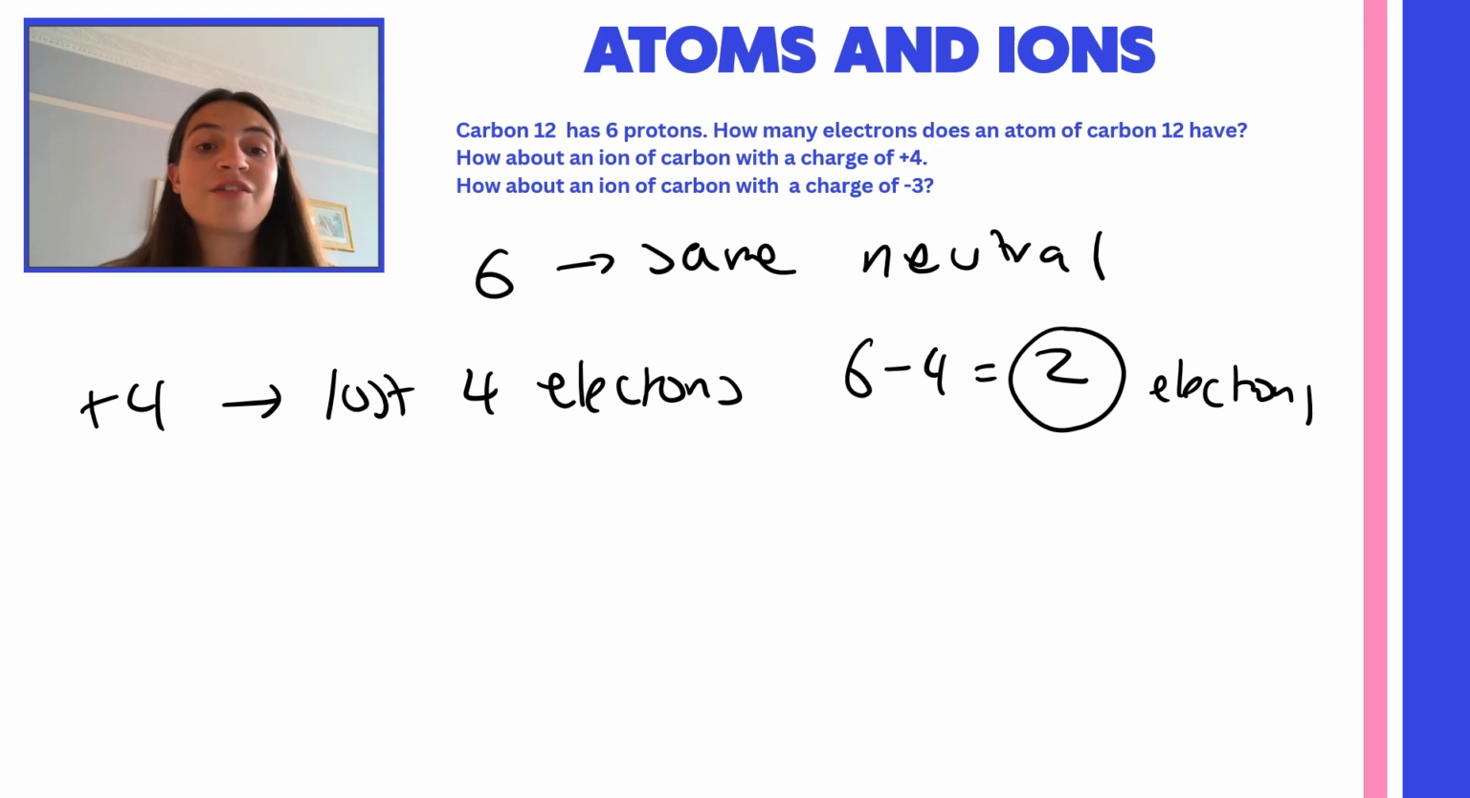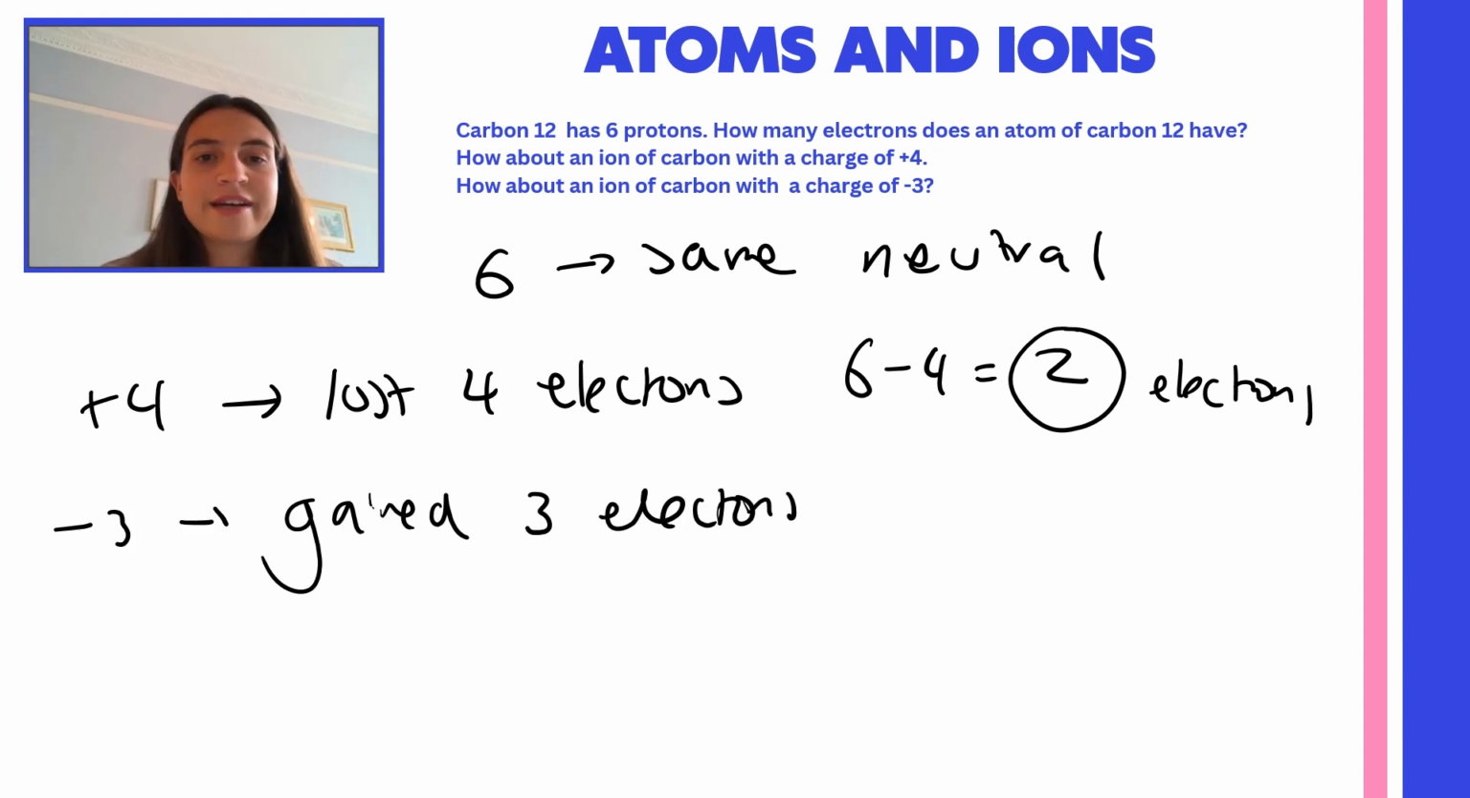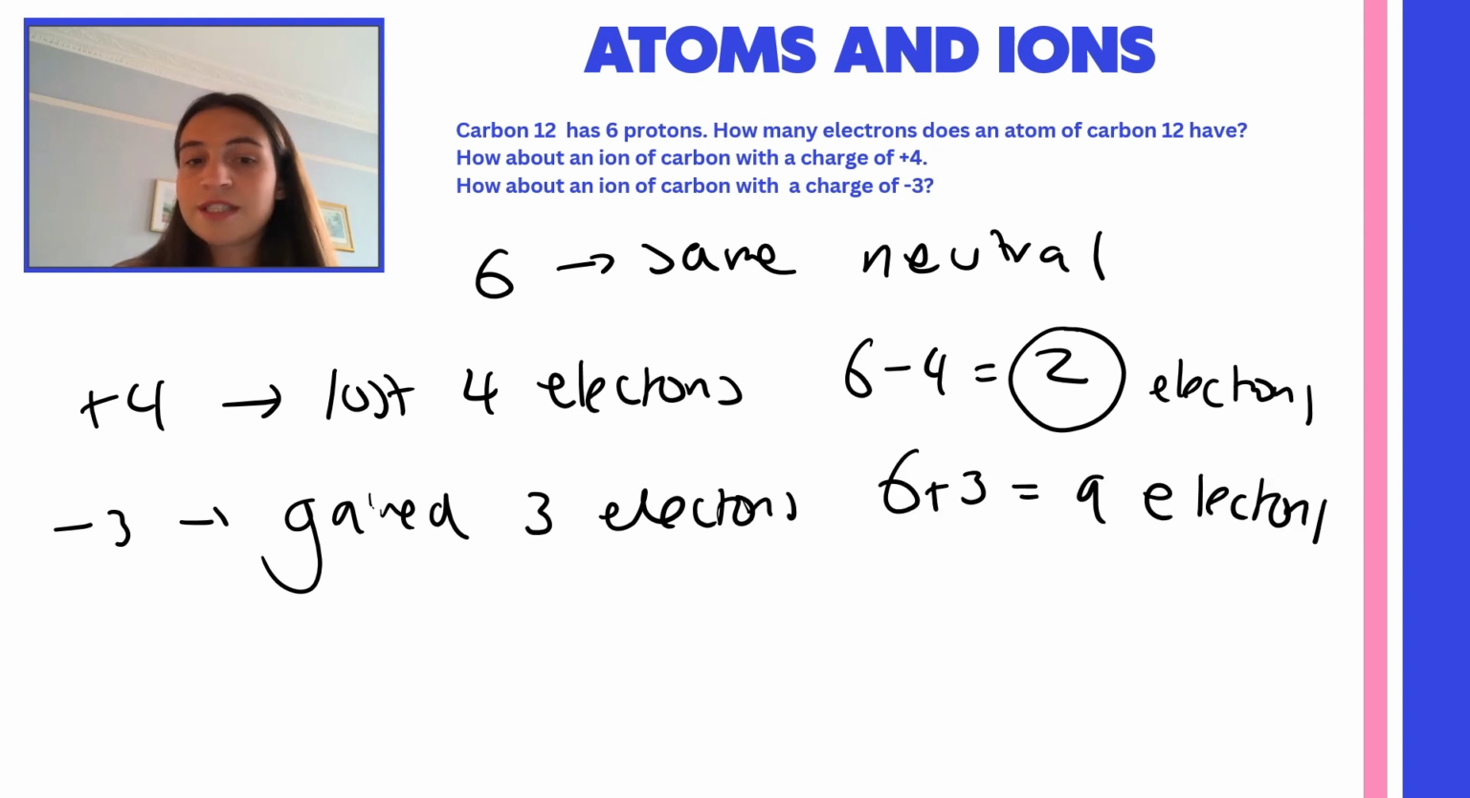And an ion of carbon with a charge of -3? Now you become more negative, so you must have gained electrons. You've gained 3 electrons. If you started off with 6, you must now have 9 electrons in total.